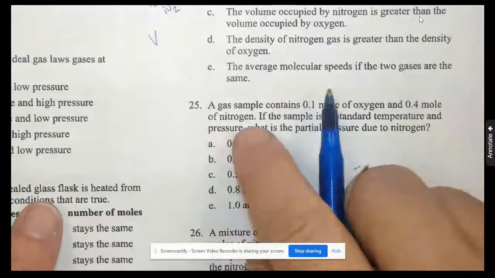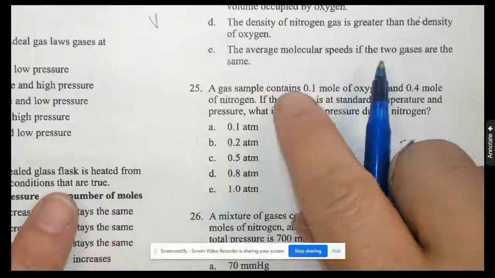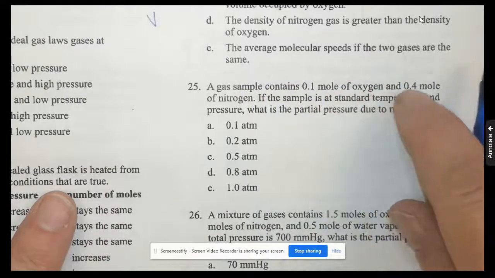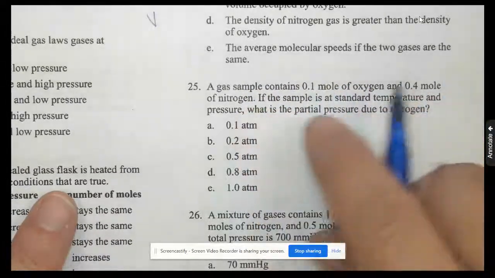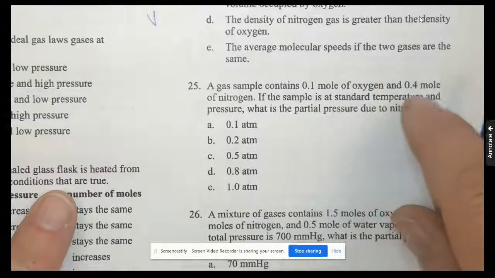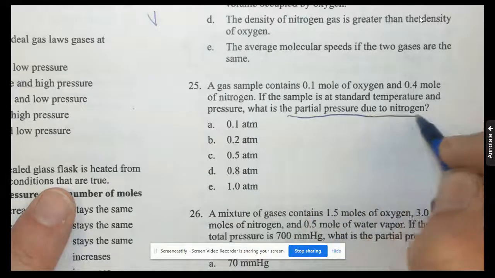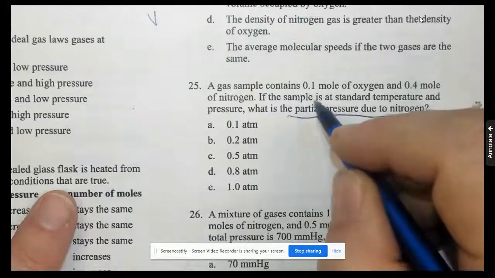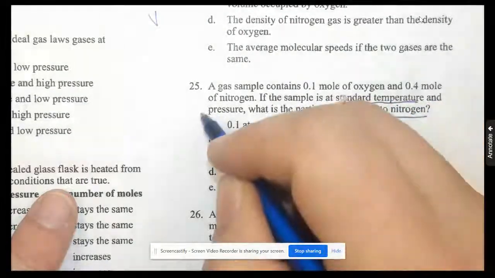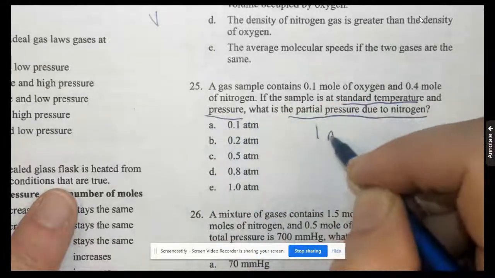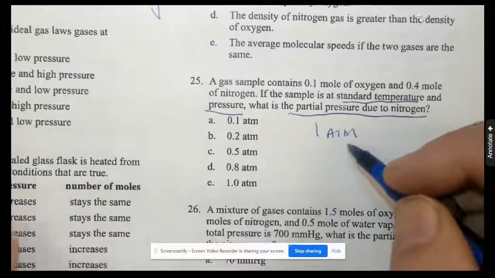Okay, let's take a look at number 25. A gas sample contains 0.1 moles of oxygen and 0.4 moles of nitrogen. If the sample is at standard temperature and pressure, what's the partial pressure due to the nitrogen? Well, standard pressure is 1 atmosphere.